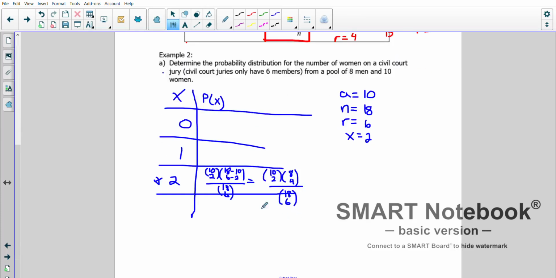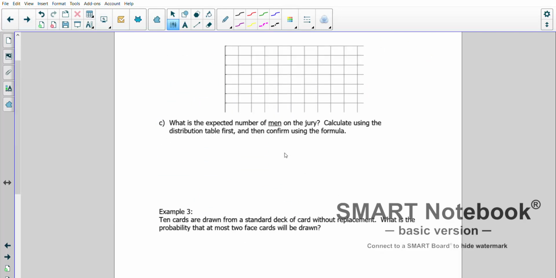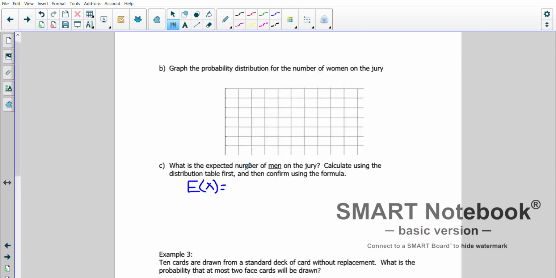Alright, so I'll erase this, complete it properly, and it'll be in the posted solutions. If I go to the next page, it wants the graph. You can do that on your own. The expected number of men on the jury. So I don't have to do the whole distribution because I have this, RA over N.